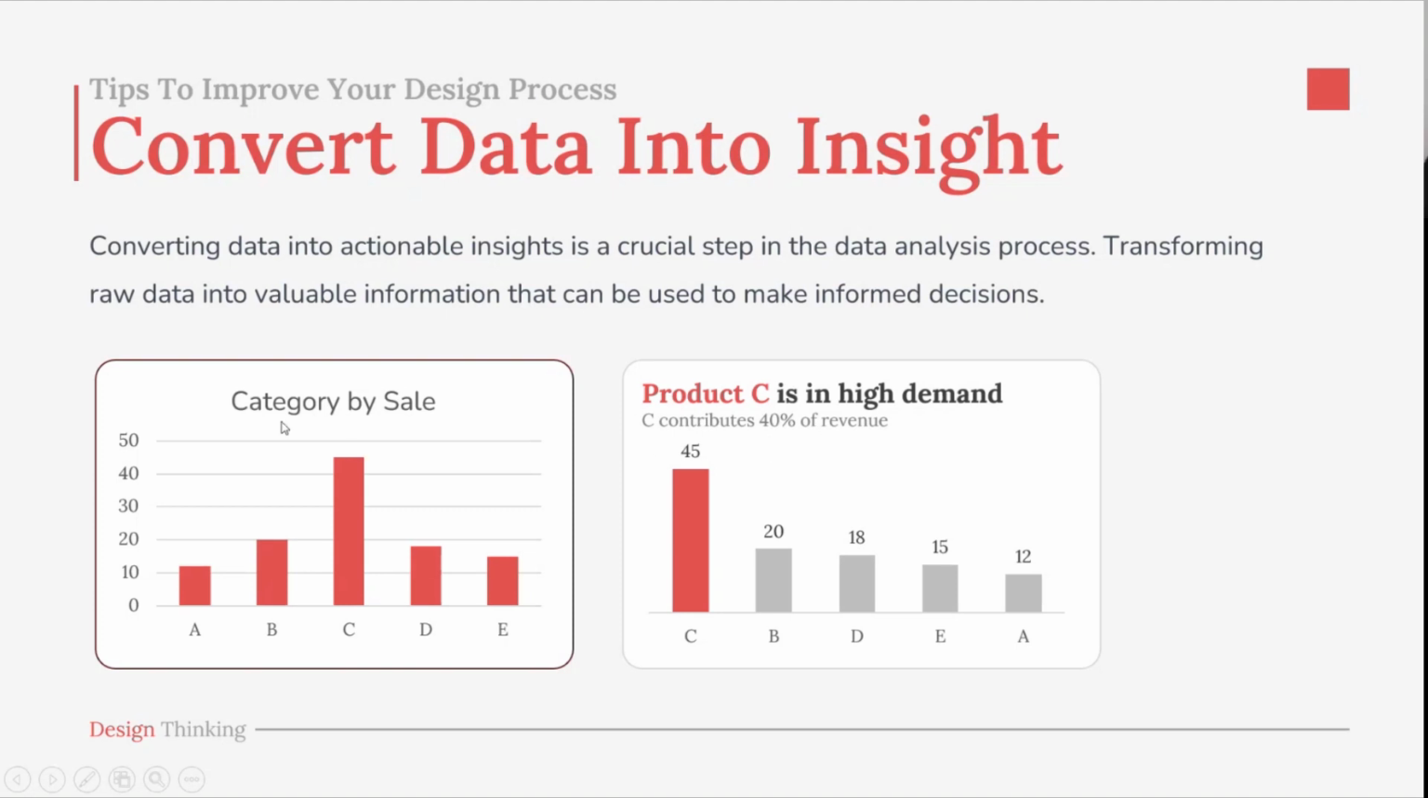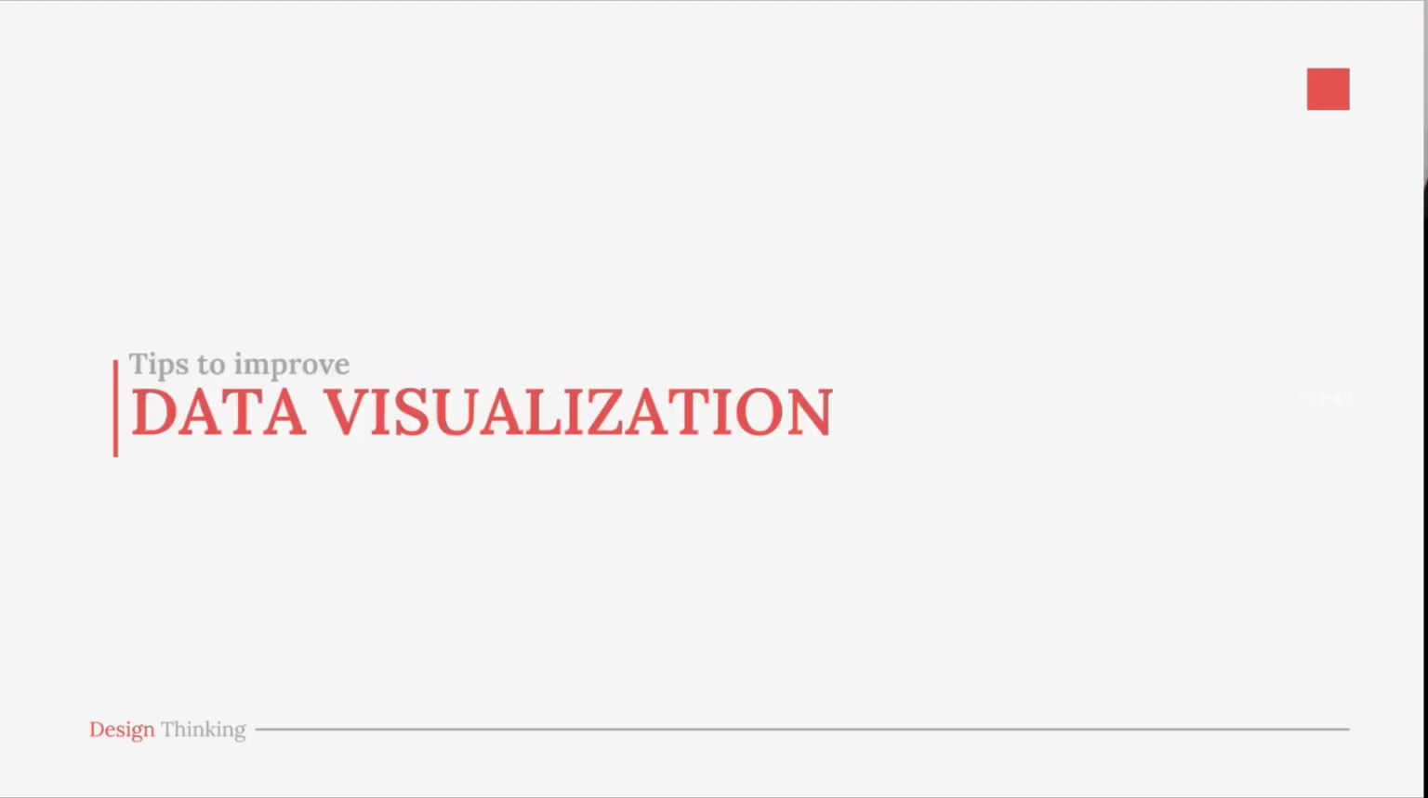If a user sees this versus this, maybe they won't remember the numbers, those 45, 20, 18, but the ultimate takeaway a user will take from this second visual is that, okay, product C is in high demand. So that's what you can do by using the right design practices, by creating the right visuals that tell them the end message that you want to convey. So yeah, these are all the tips that you can use to improve your design process.